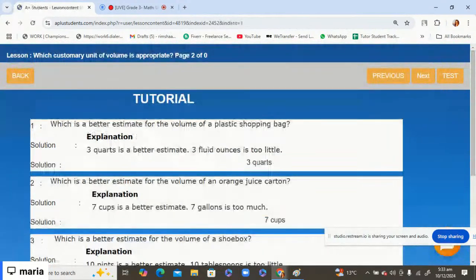Okay, so which is the better estimate for the volume of the plastic shopping bag? A shopping bag, in the form of 3 quarts, is a better estimate. Fluid ounces is too little. So we are going to make it in the form of quarts, because the ounce is a very small unit.